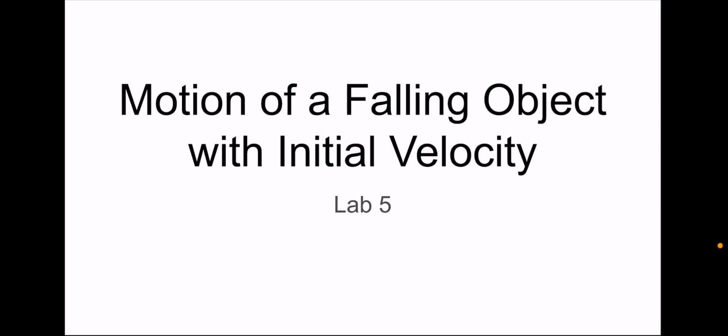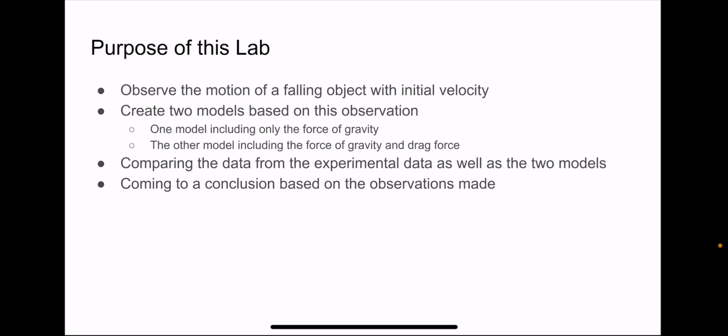Hello, everyone. This is lab number 5, and this will be going over the motion of a falling object with initial velocity. The purpose of this lab is to observe the motion of a falling object with initial velocity. We're going to create two models based on this observation.